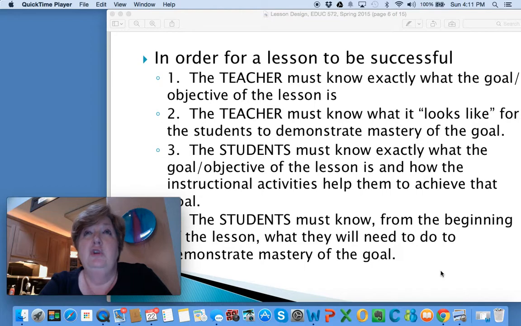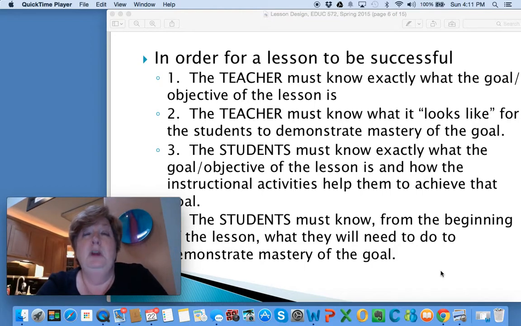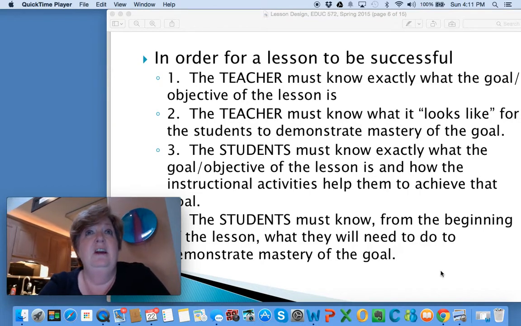Then, after you know that, it is your job to communicate that to the students. And sometimes you've got to do that in multiple ways. That's writing it on the board. It is saying it to them explicitly. Perhaps it's having them write it down. Perhaps it's having them write it in their own words, however you want to do that. But if students don't know the goal of everything they're doing in a lesson, then that lesson is not going to be successful for them.